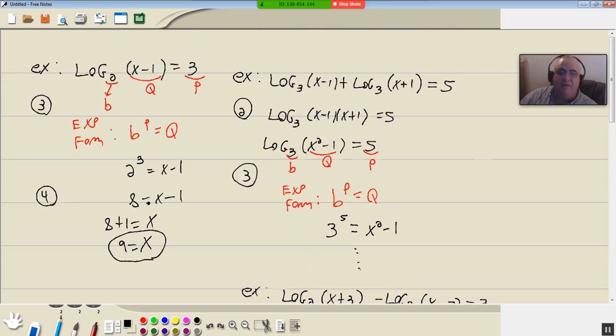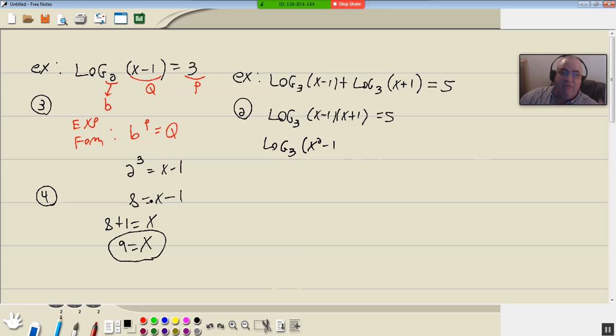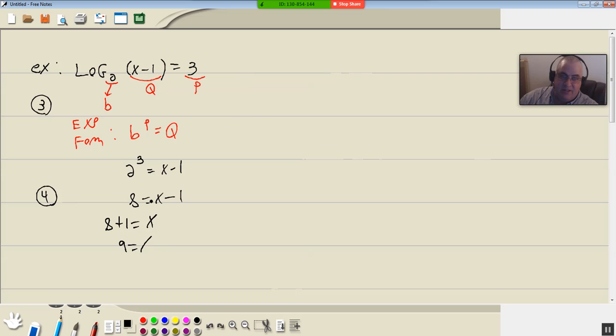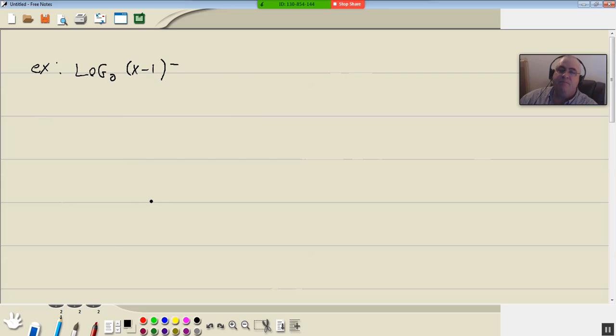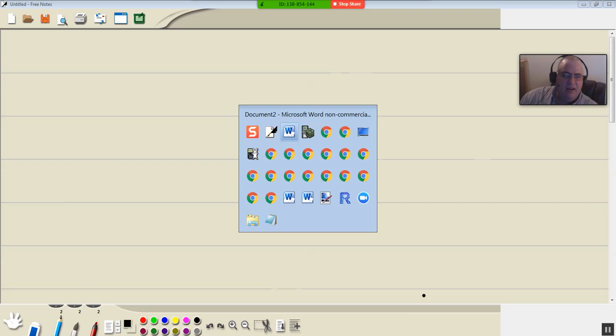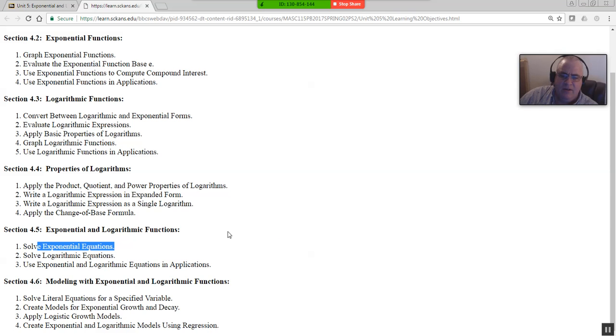Let me clear those off. Now remember, if you have natural log ln, base is e. If you just have log and there is no base, it's 10. And actually, I think that's everything.